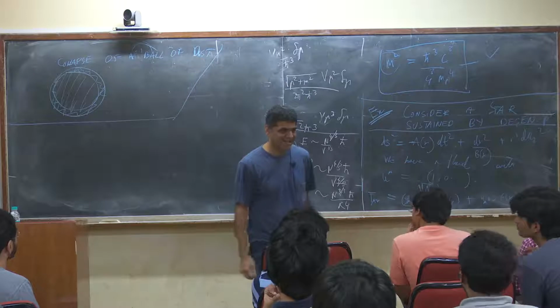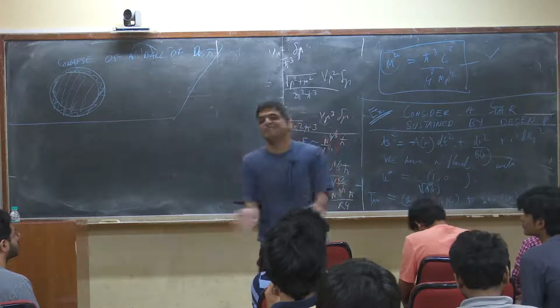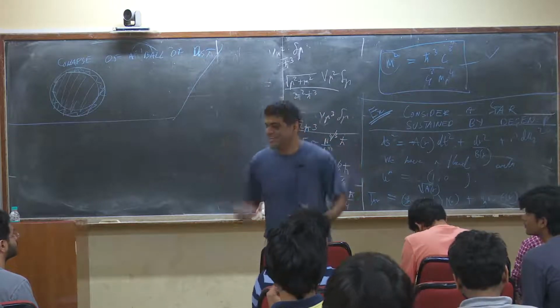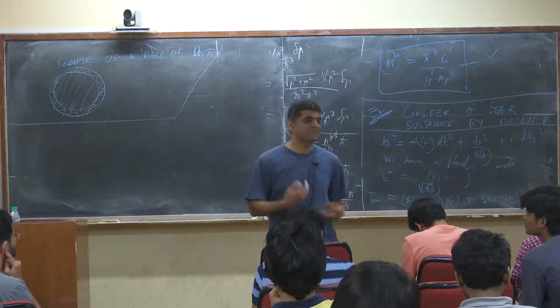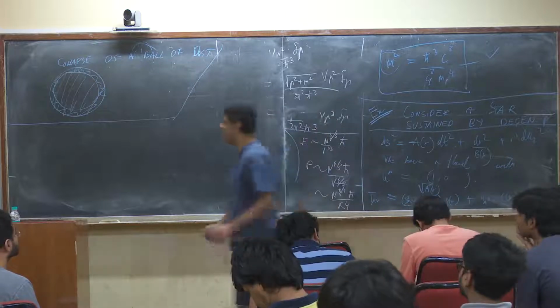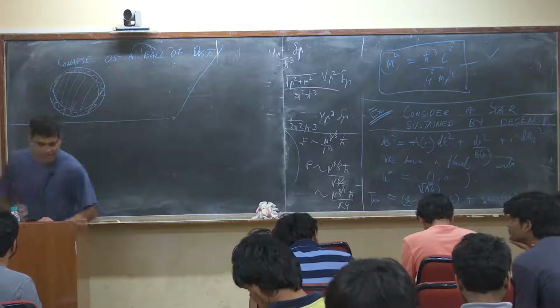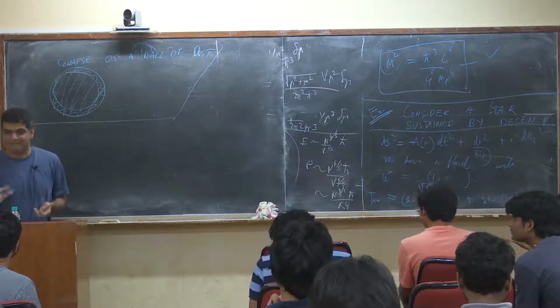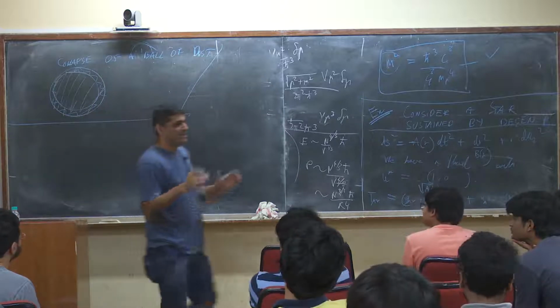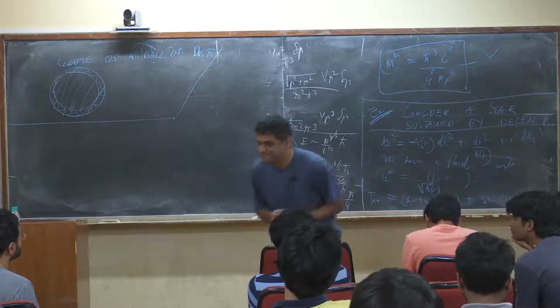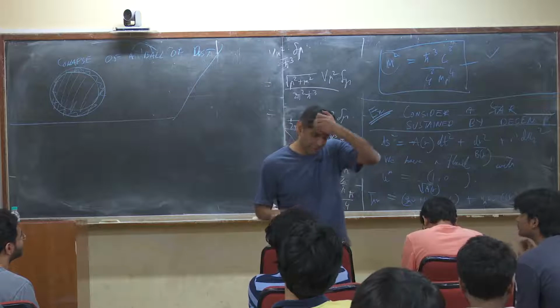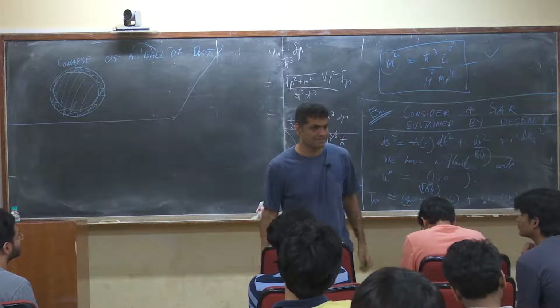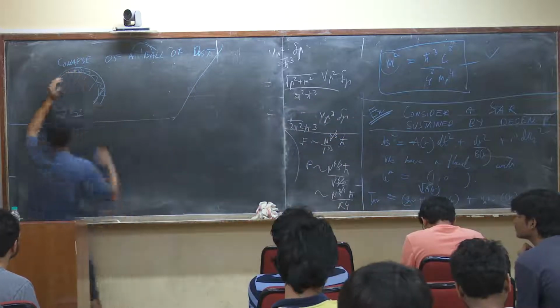Okay? So there are two functions of r as initial conditions for this problem. As functions of these initial conditions, Oppenheimer-Snyder actually focused on one very special initial condition, the collapse of homogeneous dust. And so then they found a very beautiful solution. We're going to try to study that. Okay, so that's what we're going to try to do.